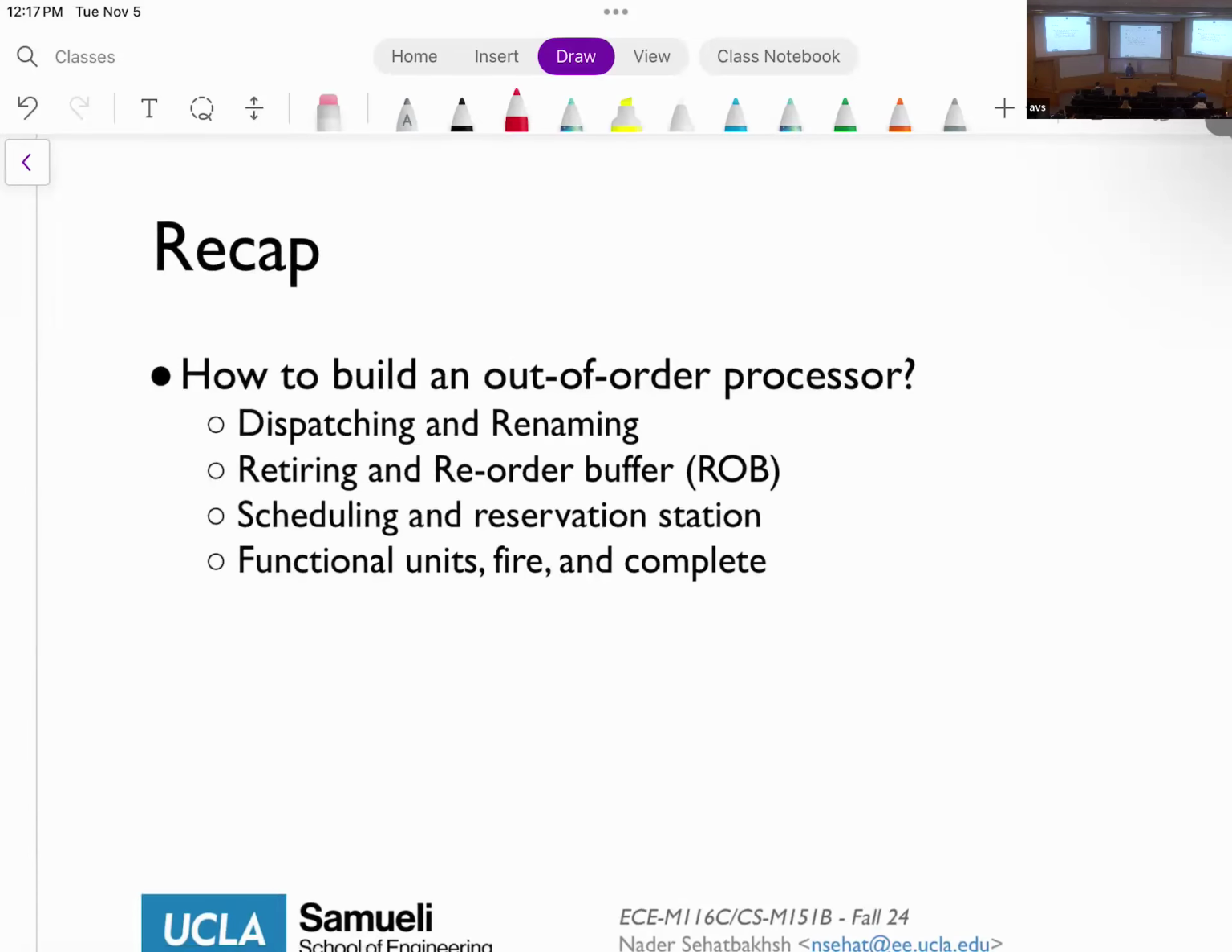The main new parts of an out of order design, compared to what we had for in order, are these. We broke down the decode into a new thing called dispatch and rename. We introduced the concept of retiring and using reorder buffers. We talked about scheduling and being able to schedule things out of order using reservation stations. I talked about having multiple functional units and the notion of what we call complete versus retire. So these are the new concepts that we went over last time.